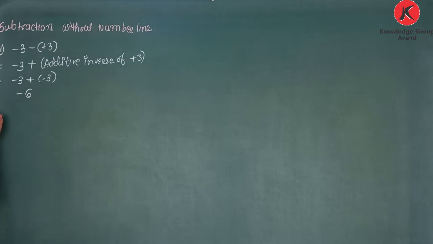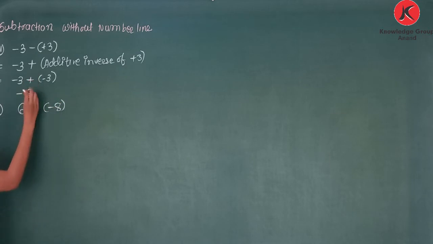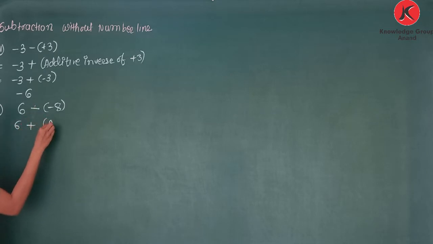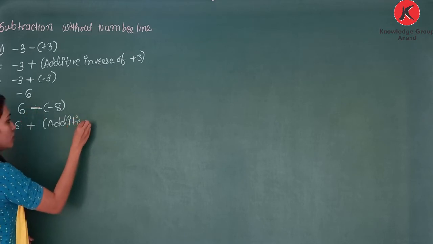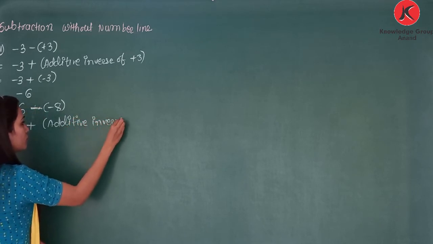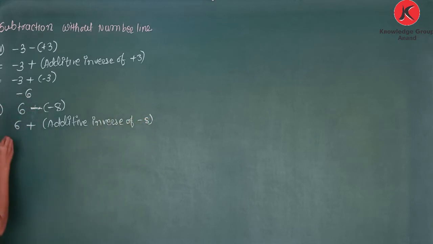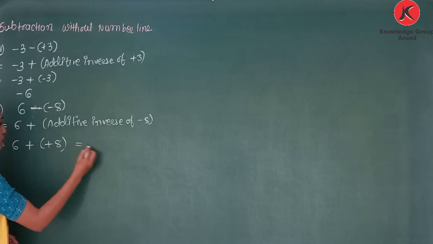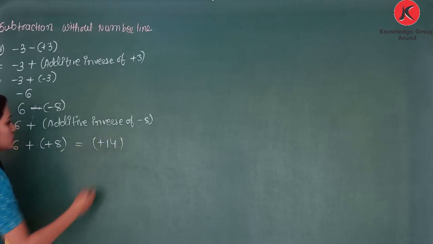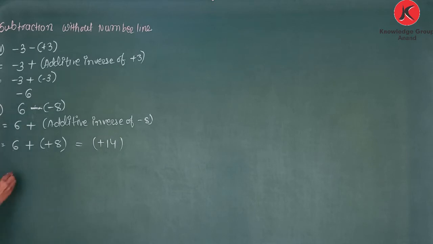One more example. 6 minus minus 8. So here we can write 6 addition. When we write this additive inverse, when there is a negative sign, additive inverse of minus 8. So here we can write 6 plus additive inverse of minus 8 is plus 8. Now 6 plus 8, both positive, so answer will be 14, which is positive. Let's take some more example.